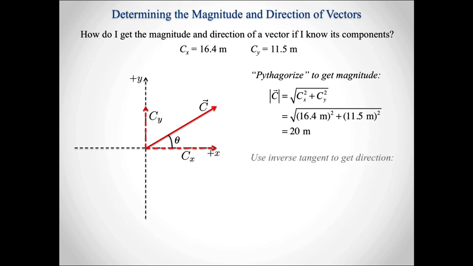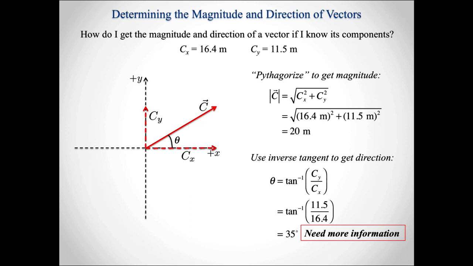If I want the direction of vector c, then I'm going to use the inverse tangent. So theta, in this case what I've defined to be theta, is going to be equal to the inverse tangent of, and notice I'm using the y component over the x component. We'll come back and talk more about this in a second. And so when I plug this in, this tells me that theta is going to be the inverse tangent of 11.5 divided by 16.4. My calculator tells me that's 35 degrees. The detail that we want to add here is that with 35 degrees, we want more information.